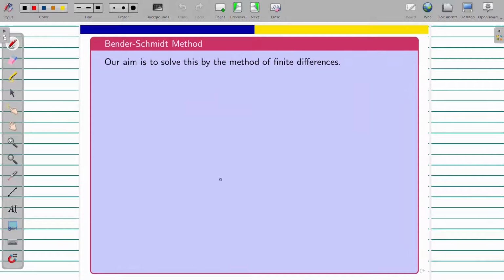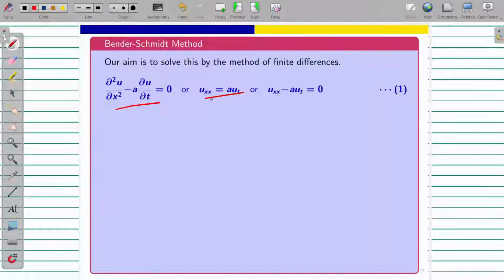Now, I'm going to explain the Bender-Schmidt concept. Our aim is to solve the one-dimensional heat equation. The one-dimensional heat equation is nothing but a parabolic equation only. So, we are going to replace the derivatives with difference quotients. The heat equation can also be written, if we take it to the right hand side, as u double x equivalent to a into ut, or u double x minus a into ut equal to 0.